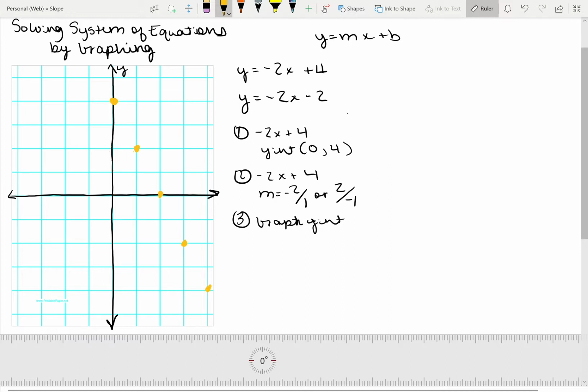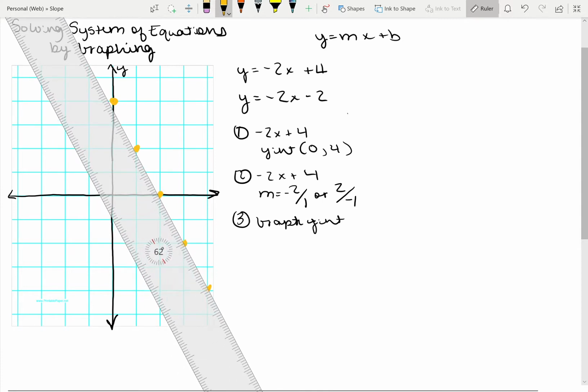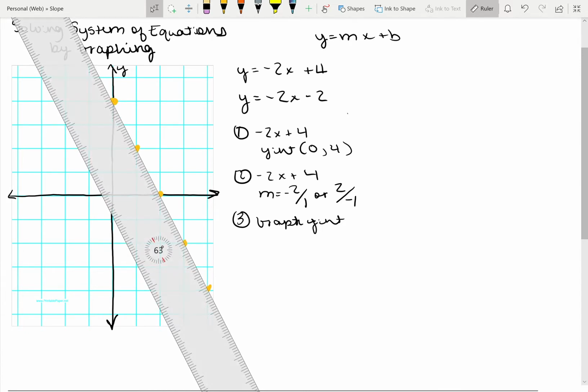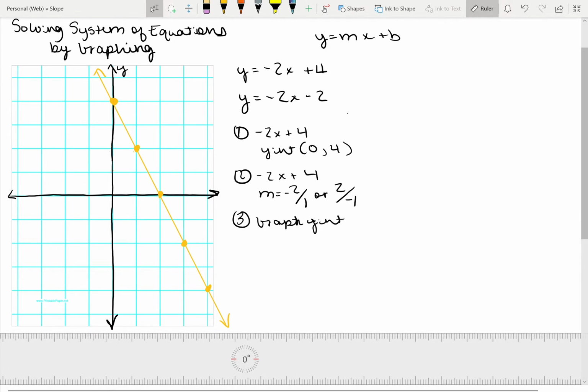Okay. So now let's use our ruler, which was sitting at the bottom here, to connect these points to create a line. I'm going to try to do it as best as possible. So there's our line. Let's put this back at the bottom.